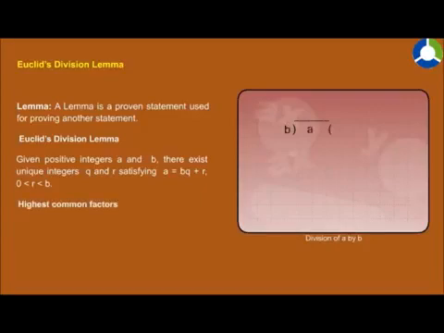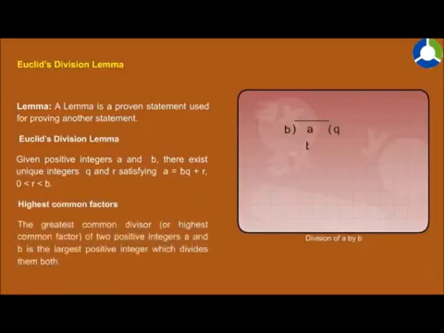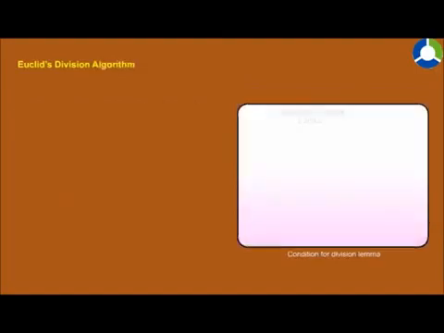Highest common factors. The greatest common divisor or highest common factor of two positive integers a and b is the largest positive integer which divides them both.